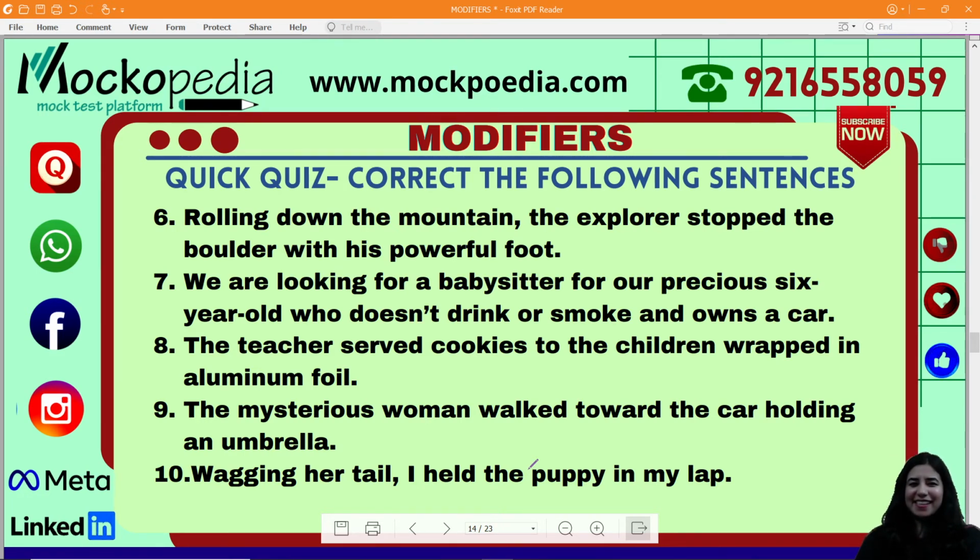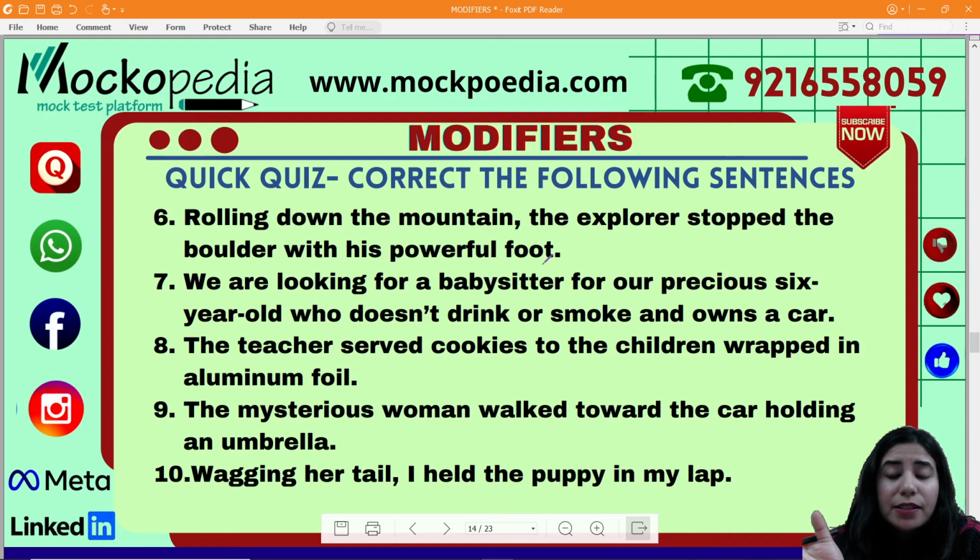So let's start the discussion. Rolling down the mountain, the explorer stopped the boulder with his powerful foot. So, explorer was not rolling down the mountain; the boulder was. So, how are you going to sort the sentence out? This is a clear example of misplaced modifier. So, explorer stopped the boulder which was rolling down the mountain with his powerful foot. Right? So, I hope it is clear. So, bring rolling down the mountain near to the boulder. As simple as that.